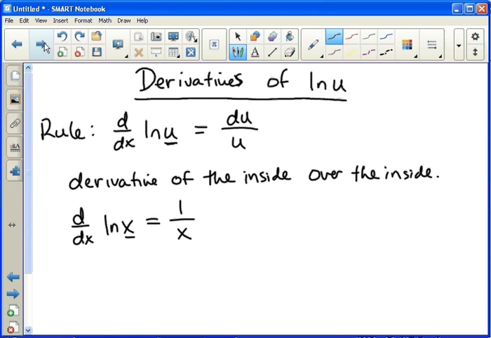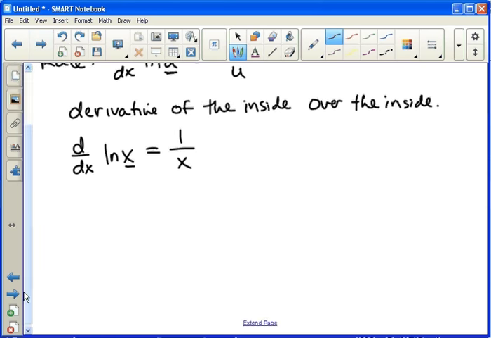Let's try the natural log of 2x. The derivative of the natural log of 2x. Okay, the derivative of 2x is 2, and you divide by the 2x. If you notice, the 2's cancel out, and it just leaves you with 1 over x. Now, it's not going to cancel out to 1 over x every time.